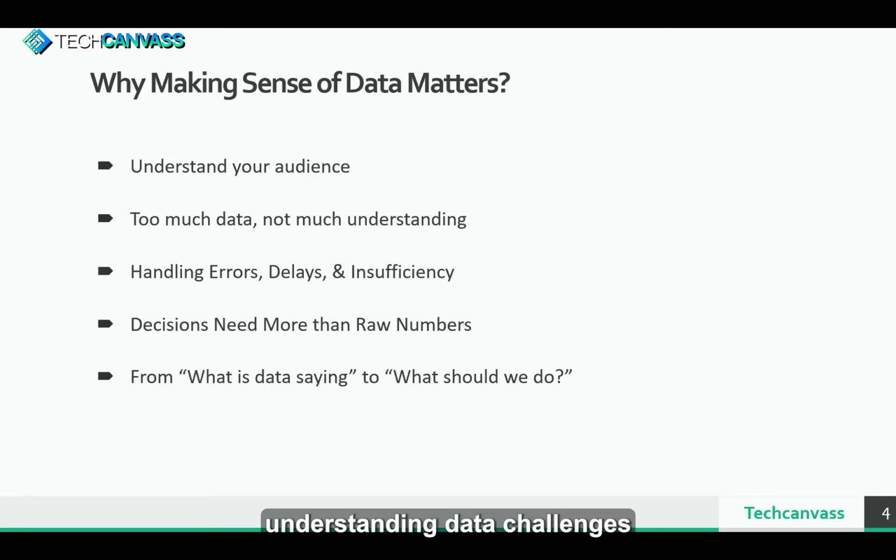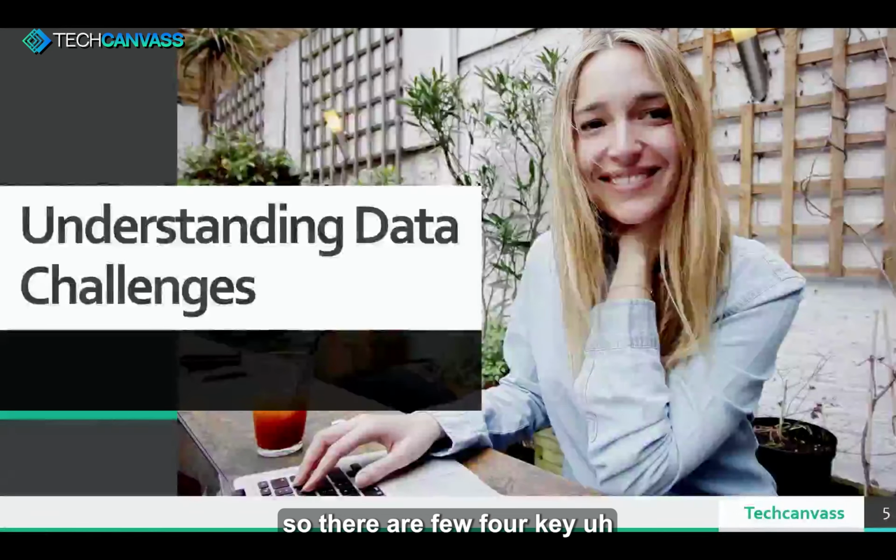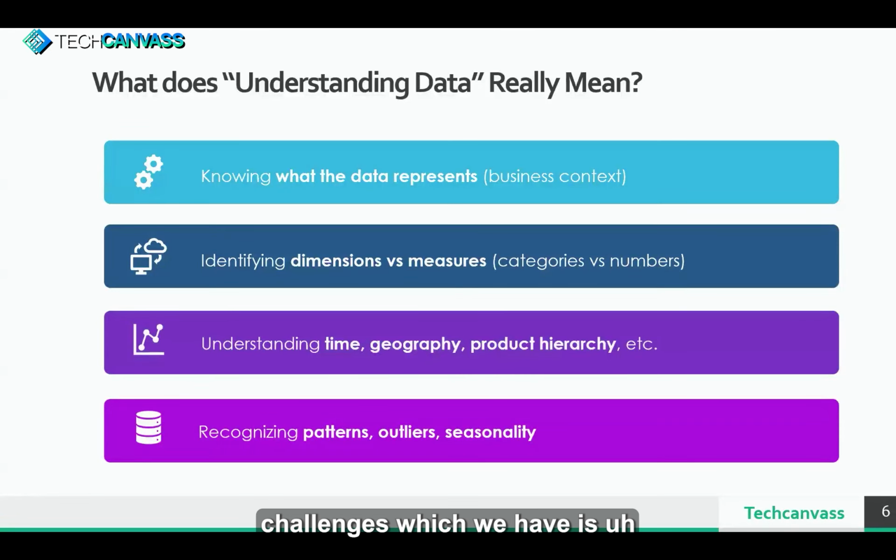Understanding data challenges. There are four key challenges. The first is knowing what the data represents, basically the business context. If you understand the business context completely, then you will be able to not only give meaningful insights but also come up with better reporting, rather than just showing patterns and trends. Okay. Identify dimension and measure.